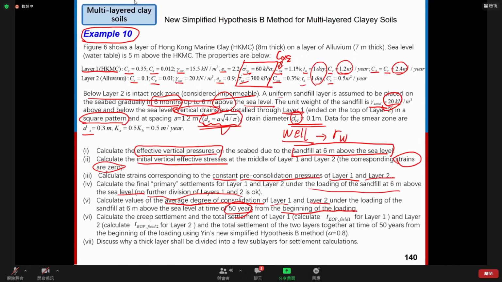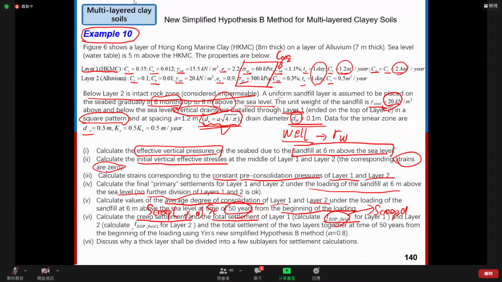So let's see the sixth sub-question. Calculate the creep settlement and total settlement. Okay, the creep settlement as creep. The total settlement actually is as total, okay? And we need to calculate the TEOP at the field. Why? Because we need to calculate as creep delay, right? As creep includes two parts, as creep final, as creep delay, right?